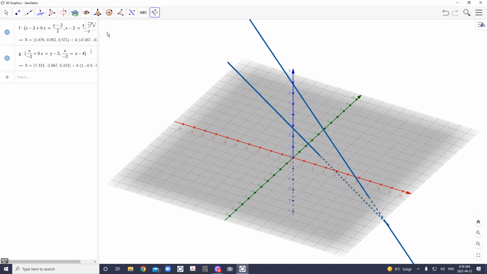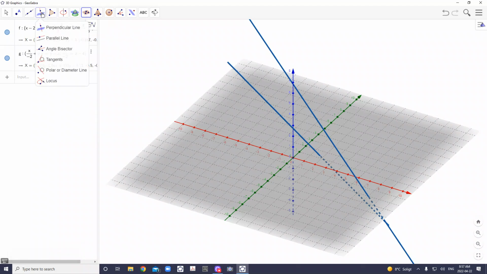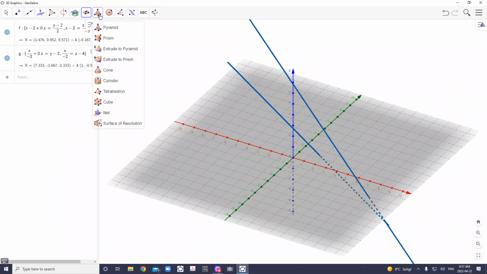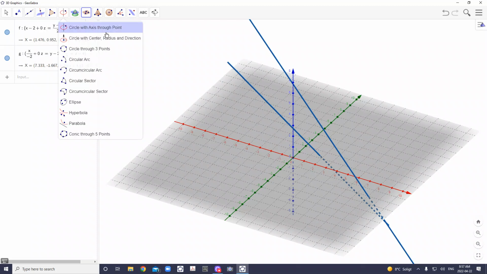Okay. Can I look at the features still? Yes, the features are these ones. And then probably these ones. I don't think others are relevant. Of course, you can also draw spheres if you want to, pyramids. Yeah, but... And by the way, reflection about a plane. I don't think... I mean, these are probably relevant.